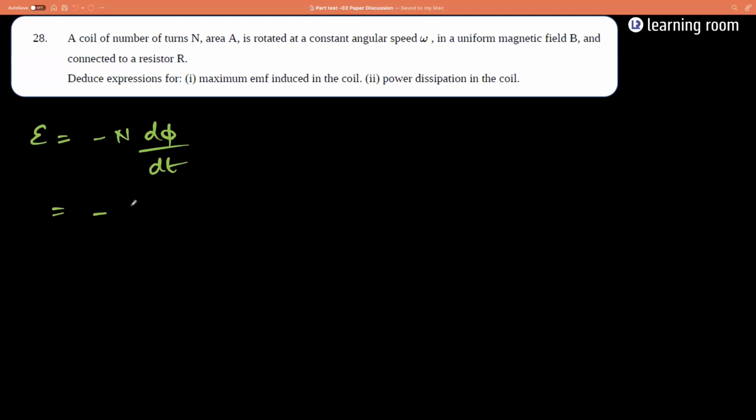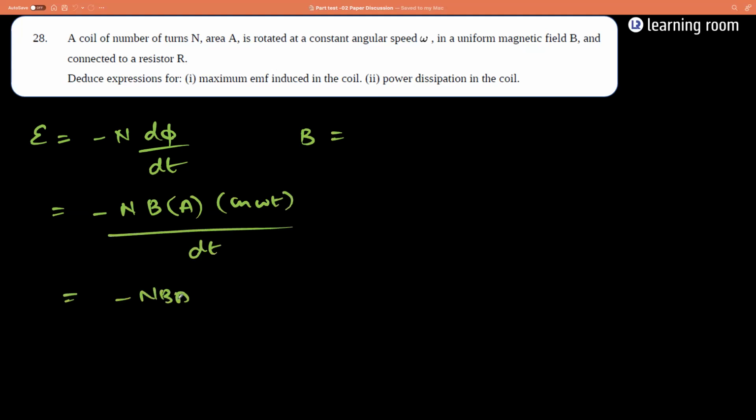So what is happening here? The orientation is changing. So minus N into what is going to be the magnetic field? Magnetic field is B only. What is going to be the area? It is going to be A only. What is going to happen to the orientation? It will be cos omega t divided by dt. So minus NBA into the derivative of cos omega t, which is minus sin omega t into omega. So the answer will be NBA omega into sin omega t.